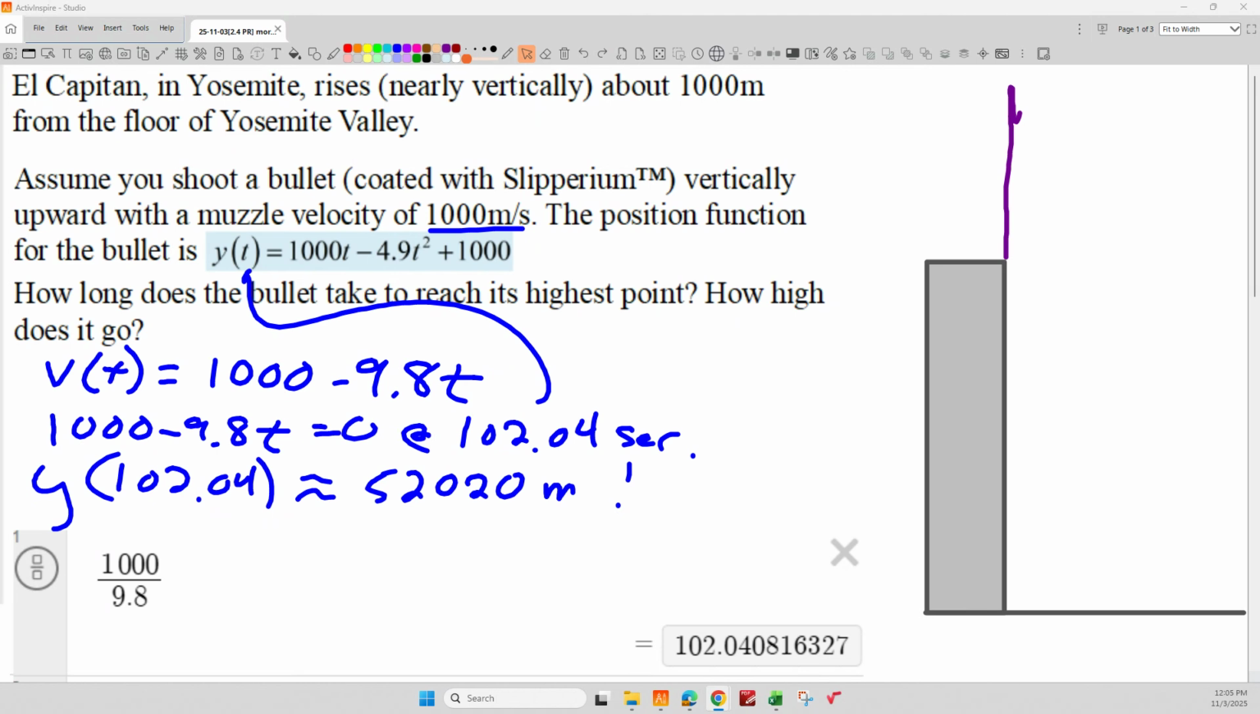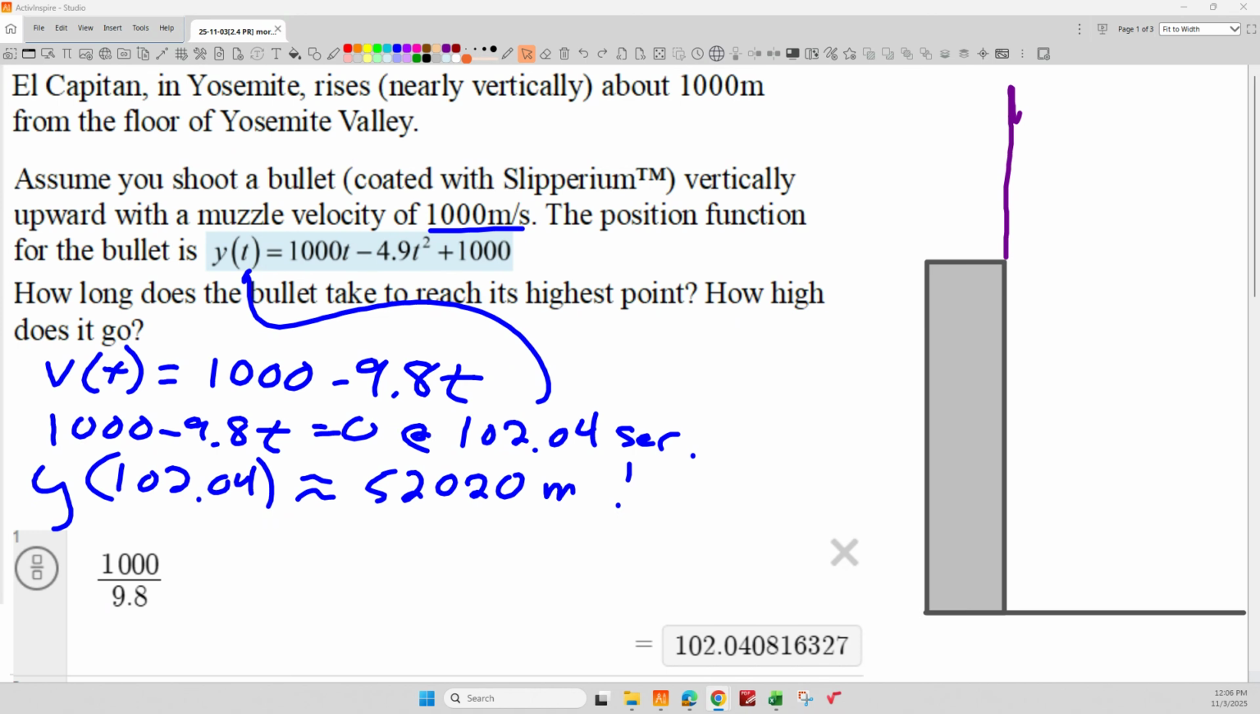Because sliprium doesn't exist yet. As soon as I trademark it and get it on the market, it'll exist, but it's not there yet. And so for now, bullets are affected by air resistance. In fact, they're affected massively by air resistance. And so it turns out it's just a small fraction of that amount is how high it actually goes.